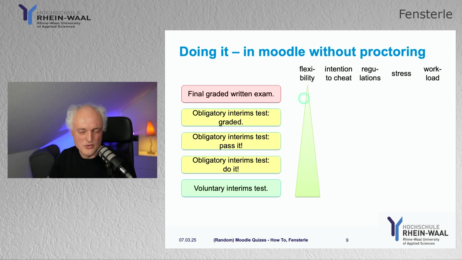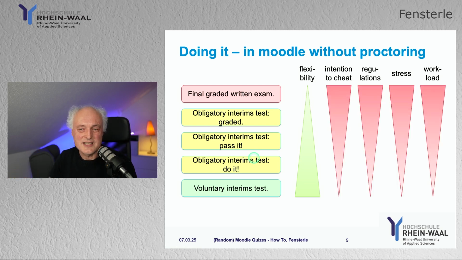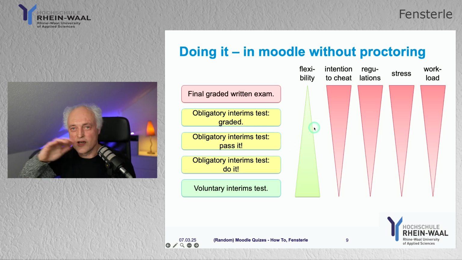Now, if you have a final graded written exam, the flexibility is low, because that's a graded exam. At the end, the students will get their grades of that, and they will bring you in trouble if you experiment there too much. Now, a voluntary interims test, that's flexible because they can do it or not. So therefore, the flexibility is big there. The intention to cheat is, of course, higher the more relevant it is for grading. Workload, stress, and so on is also higher.